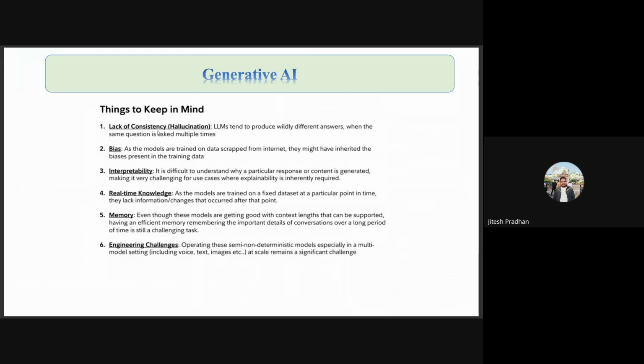First one is the lack of consistency. That is a major problem in Gen AI. We call it hallucination. Hallucination means that a large language model, or generative AI models or GAN based models, will hallucinate. Each time for the same input, it may give you different output. So their answers will be widely different.